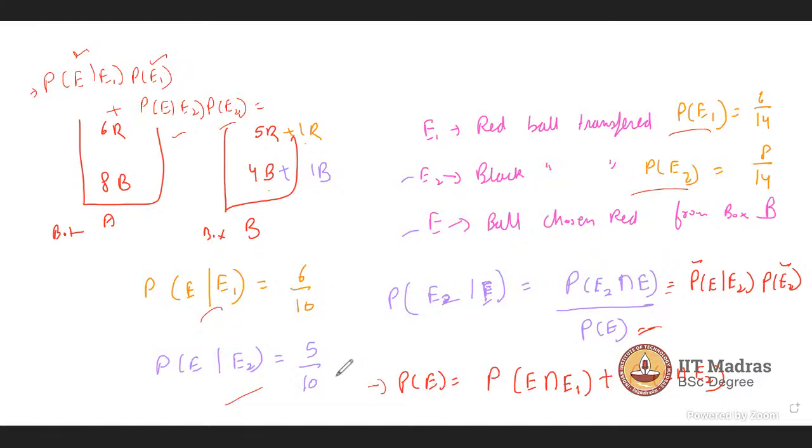What values will it take? Can you please tell the values? It is the same as this, right? There are only two possibilities: the ball transferred is red and then the chosen one is red, or the ball transferred is black and the chosen one is red. Then applying the multiplication rule, you can simply plug in these values: 6 by 10 into 6 by 14.